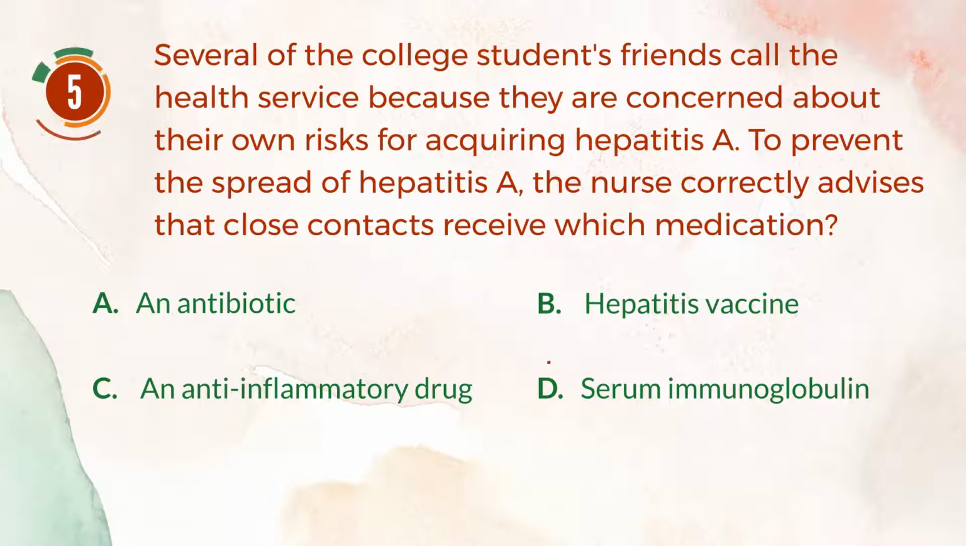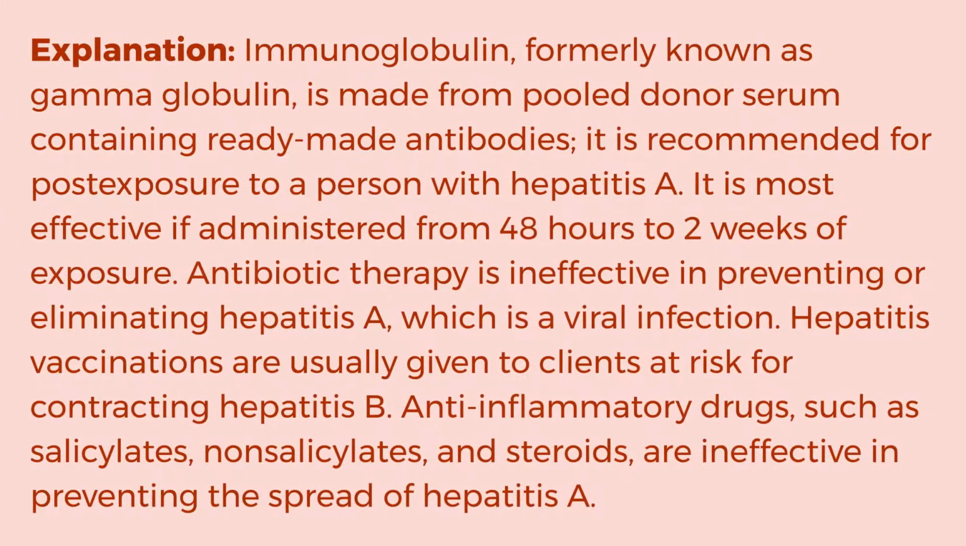The correct answer is D. Serum immunoglobulin. Explanation. Immunoglobulin, formerly known as gamma globulin, is made from pooled donor serum containing ready-made antibodies. It is recommended for post-exposure to a person with hepatitis A. It is most effective if administered from 48 hours to 2 weeks of exposure.